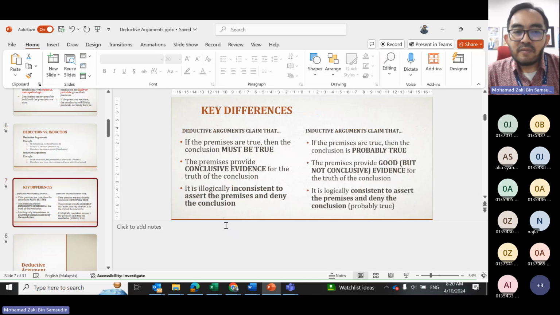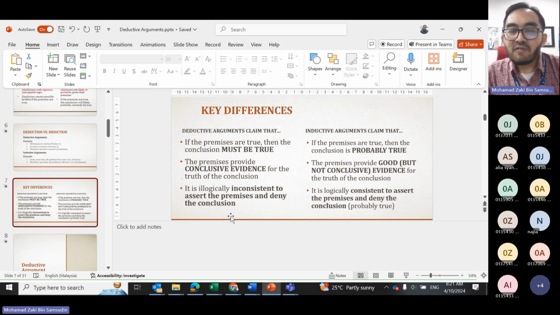Key differences: if premises are true, the conclusion must be true. Conclusive evidence, inconsistent to assert the premises and deny the conclusion. So when it comes to deductive argument, the evidence should speak for itself, so the premise and the conclusion should not be inconsistent. But with inductive arguments, if the premises are true, then the conclusion is probably true. The premises provide good, but not conclusive evidence for the truth of the conclusion. It is logically consistent to assert the premises and deny the conclusion.